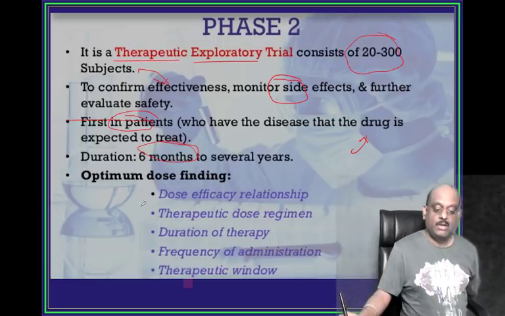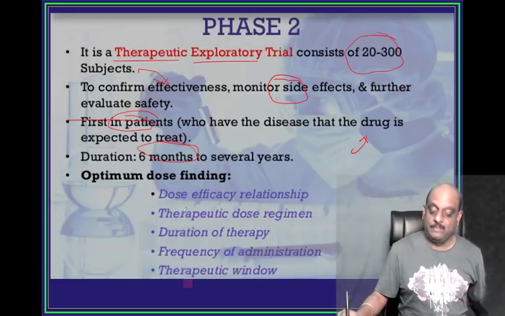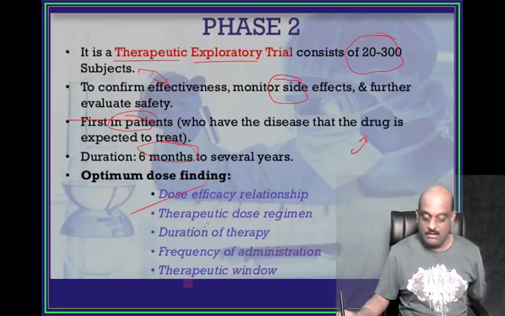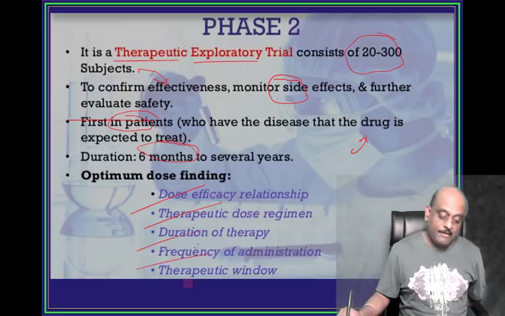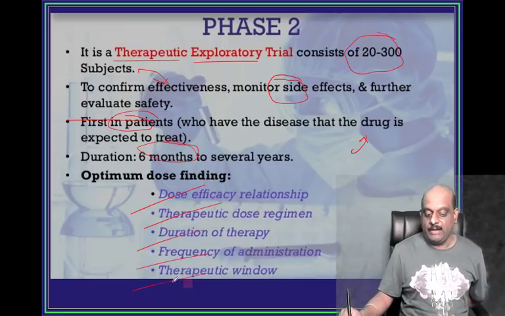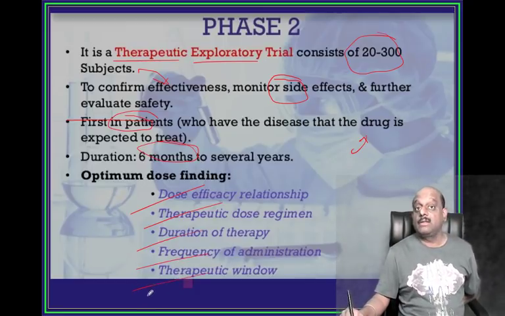So doctor, what do you check in phase 2? Dose efficacy relation, therapeutic dose regimen, duration of therapy, frequency of administration, and therapeutic window.